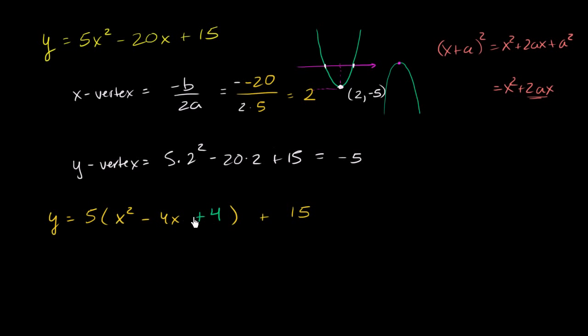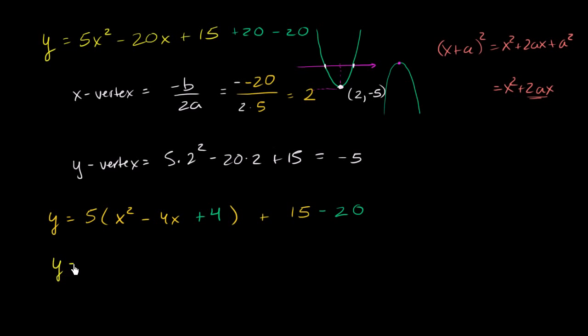So if I want the equality to still be true, I either have to now add 20 to y, or I have to subtract 20 from the right-hand side. So I'll subtract 20 from the right-hand side. So I added 5 times 4. If you were to distribute this, you'll see that. I could have literally up here said, hey, I'm adding 20, and I'm subtracting 20. This is the exact same thing that I did over here. If you distribute the 5, it becomes 5x squared minus 20x plus 20 plus 15 minus 20. Exactly what's up here.